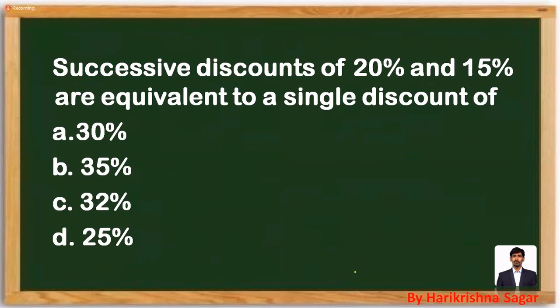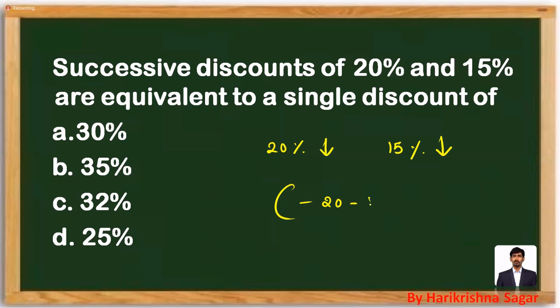Look at the next question available on the screen. Successive discounts of 20% and 15% is equivalent to a single discount of what? So discount is decrease in value. So 20% decrease, 15% decrease is equivalent to single discount of what?